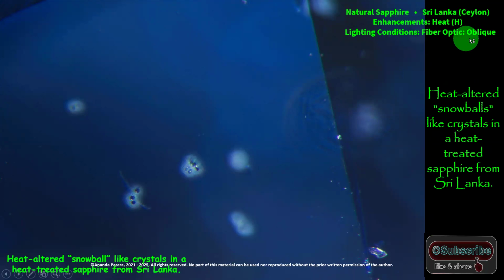Lighting condition here is fiber optic oblique. Look at the inclusions here. See, heat altered snowballs are there. Snowball-like inclusions are here. Heat altered snowball-like crystals in a heat treated sapphire from Sri Lanka.